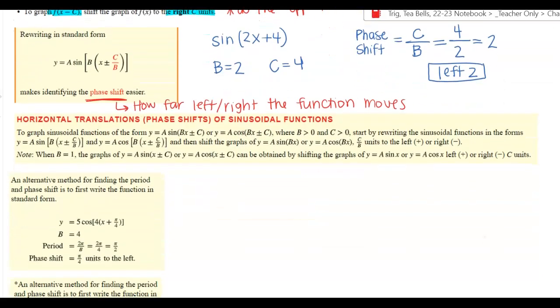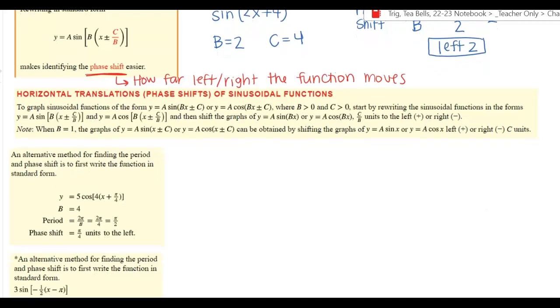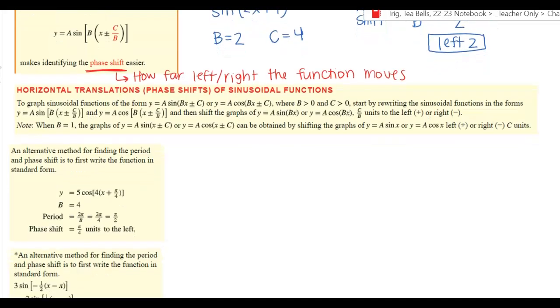Okay, I'm going to put it more together, looking at all this stuff from amplitude to period to phase shift to vertical shift. So if we start with the equation y equals 5 times the cosine of (4x plus pi) plus 3, I just made that equation up. Let's break this down piece by piece.